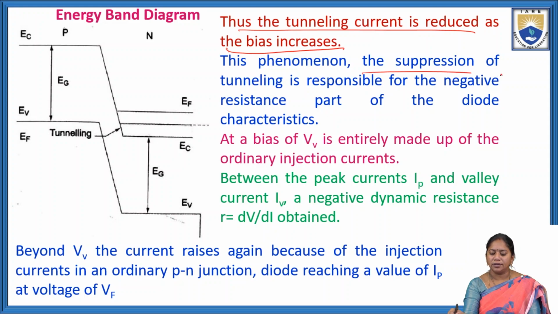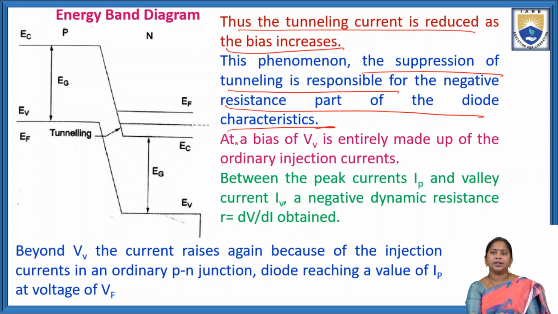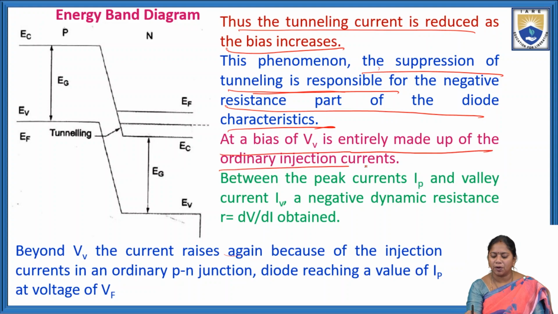This phenomenon, the suppression of the tunneling process, is responsible for the negative resistance part of the diode. Tunnel diode means it shows negative resistance over part of the forward bias characteristics. At the bias VV, the current is entirely made up of the ordinary injection current. Between the peak current IP and the valley current IV, IP is the peak current and IV is the valley current.